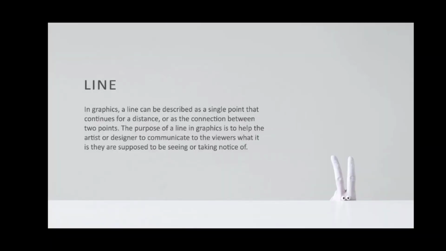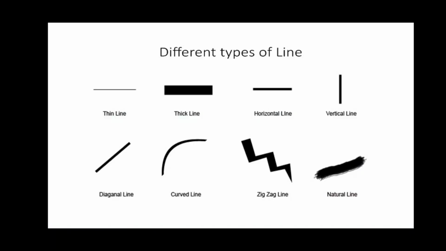So in graphics, a line can be described as a single point that continues for a distance or as the connection between 2 points. The purpose of a line in graphics is to help the artist or the designer to communicate to the viewers what it is they are supposed to be seeing or taking notice of. There are so many types of lines that convey the message to the user.